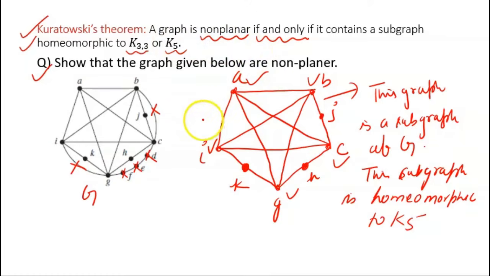Because we already know that K5 is non-planar, so certainly the subgraph which I am obtaining, and that subgraph is homeomorphic to K5. So the original graph G is a non-planar graph. Why is G a non-planar graph? What is the argument? I am saying G is a non-planar graph because G has a subgraph, this graph, which is a subgraph of G, and this graph is homeomorphic to K5. So using Kuratowski's theorem we can conclude that G is a non-planar graph.